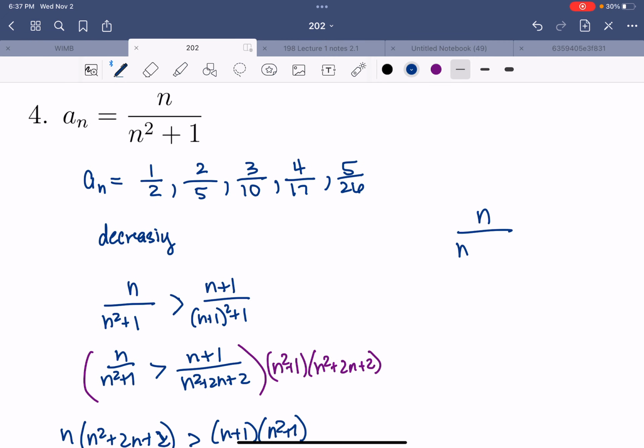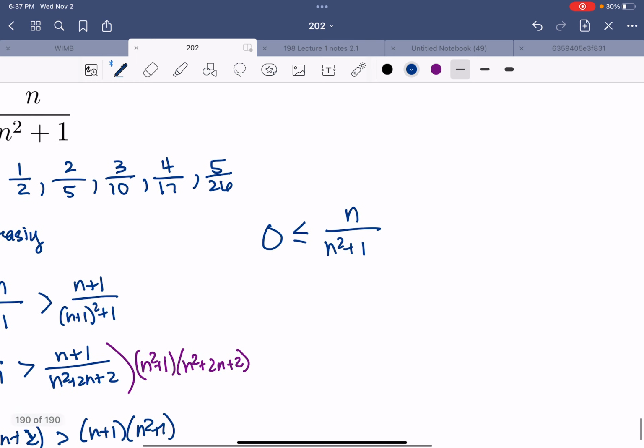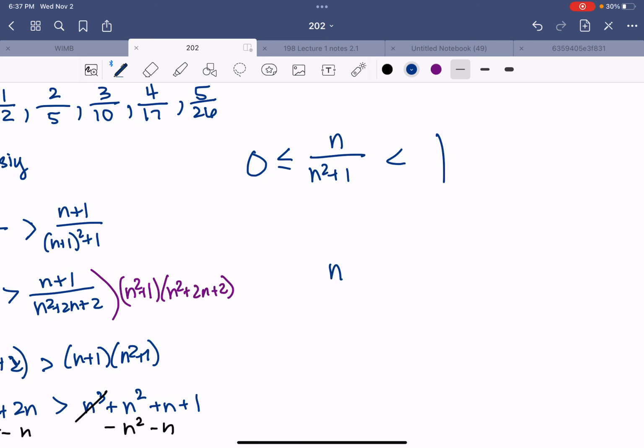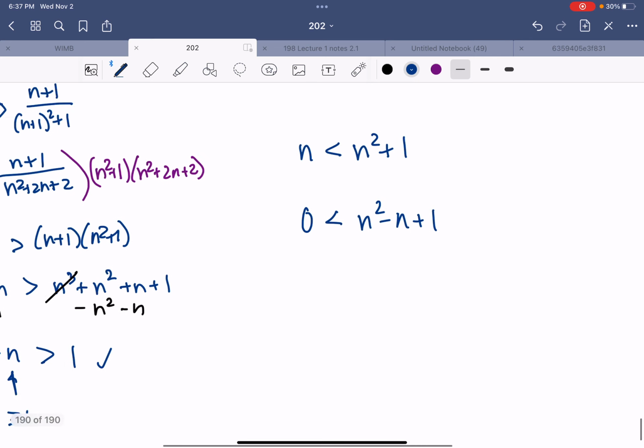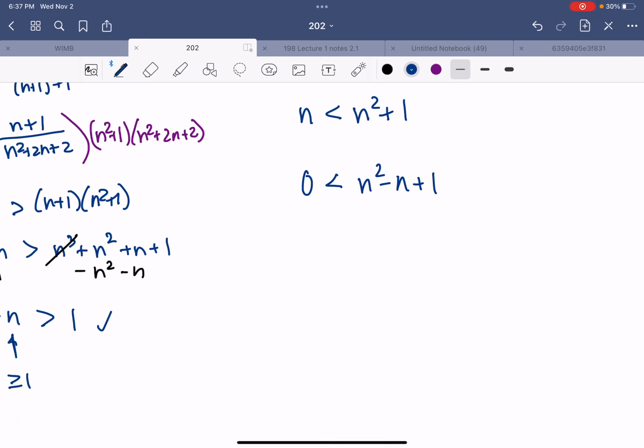So n over n squared plus 1 is going to be greater than or equal to 0. It is also going to be less than, let's see, probably 1, right? So can we show that n is less than n squared plus 1? We probably can. n squared minus n plus 1. So you're saying that n squared minus n plus 1 is always bigger than 0.